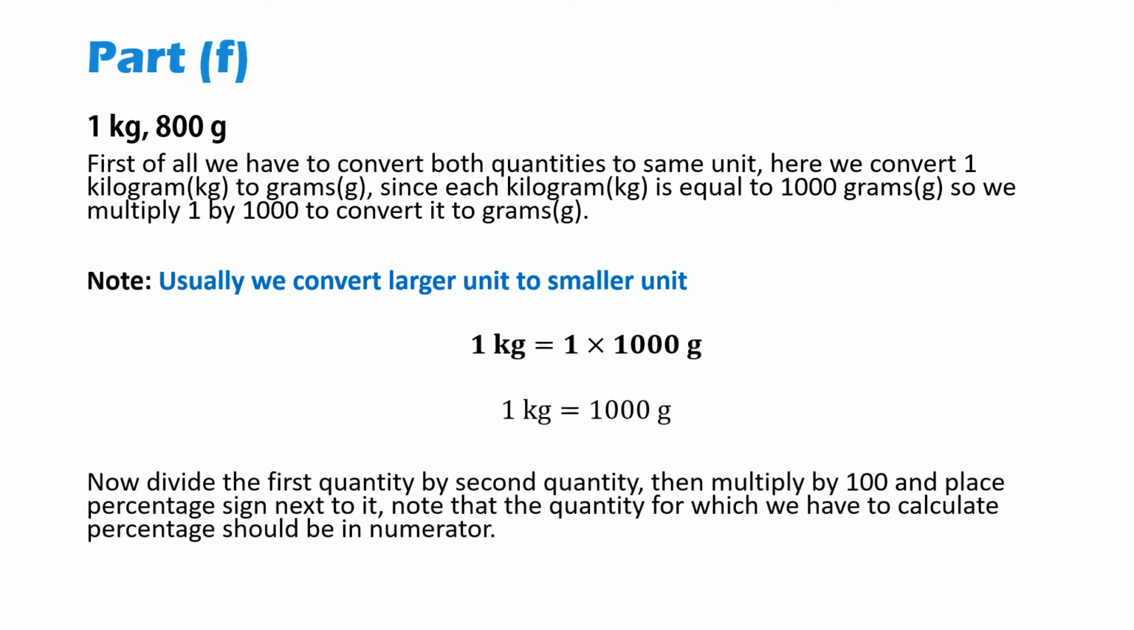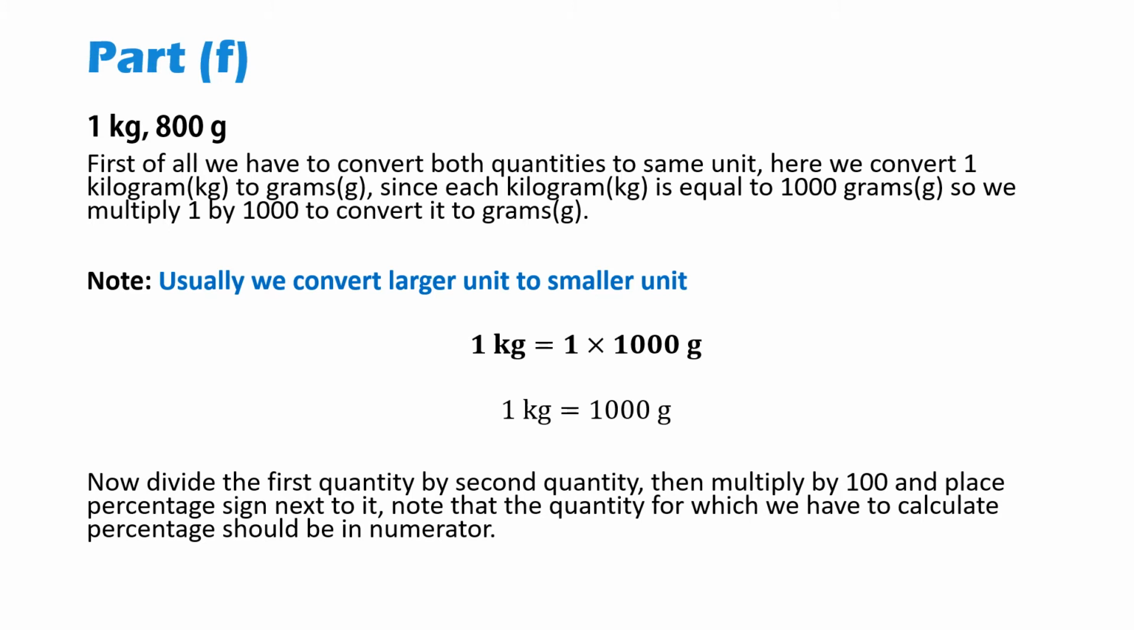Part F. Express 1 kilogram as a percentage of 800 grams. First, we must convert both quantities to the same unit. Here we convert 1 kilogram to grams, since each kilogram is equal to 1000 grams, so we multiply 1 by 1000 to convert it to grams. So we have 1 kilogram equals 1000 grams.